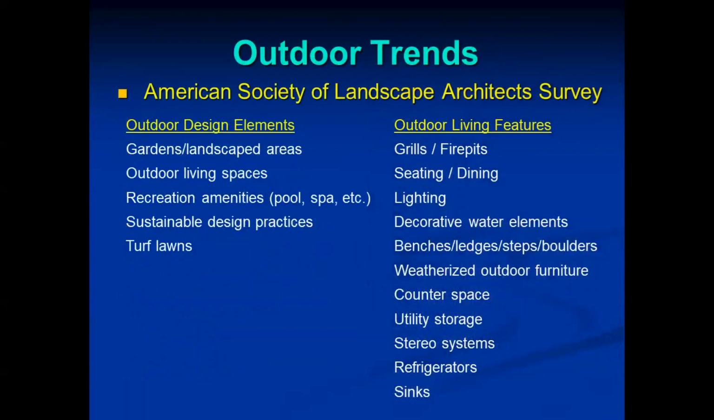A few years ago, the American Society of Landscape Architects, or ASLA, did a survey, and they looked at outdoor design elements in the column on the left. When it came to outdoor living spaces, these were the things that people identified that they wanted or that they liked. So this might help you as you build your list. Grills and fireplaces or fire pits, seating, lighting, water elements, counter spaces, storage, stereo systems, even outdoor kitchens, it looks like. So think about those.